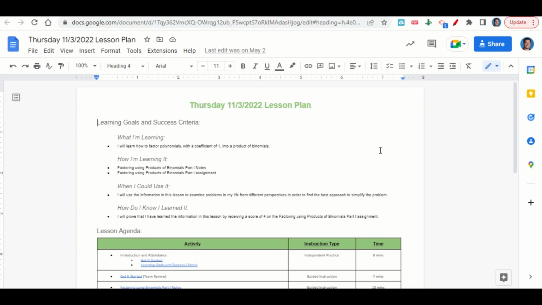First, what are we learning? We're learning how to factor polynomials with a coefficient of 1 into a product of binomials. How are we learning it? Through the Factoring Using Products of Binomials Part I notes and the Factoring Using Products of Binomials Part I assignment.